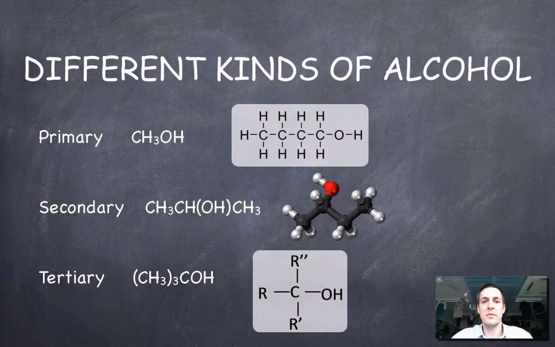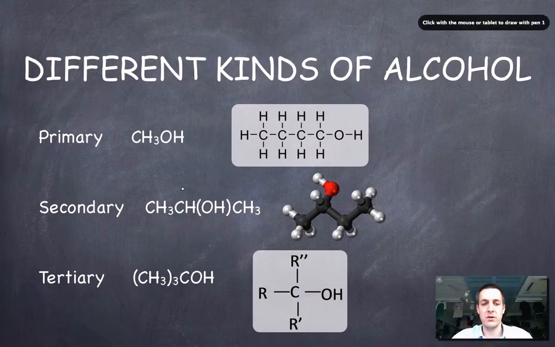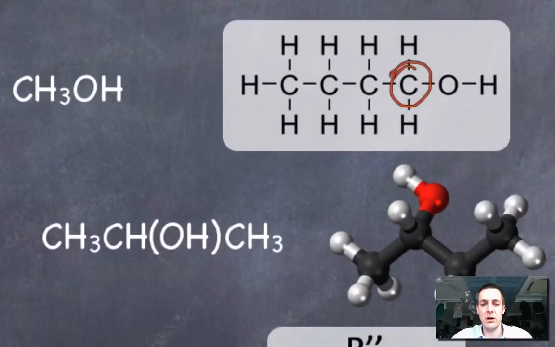Okay, the last thing to say about alcohols is to talk about the different categories of alcohol that we have, and these are primary, secondary and tertiary. What this relates to is how many carbons are directly attached to the alcohol carbon. So first of all, if we have a look at the primary alcohols, let's just highlight in red the alcohol carbon. The alcohol carbon is the one that is attached to the OH group.